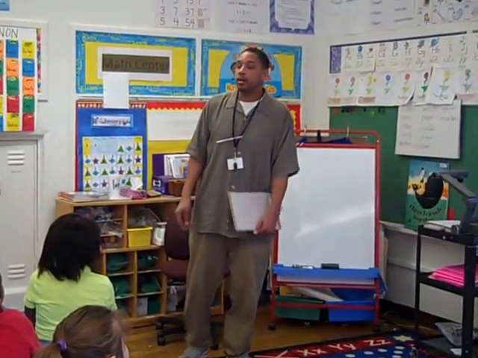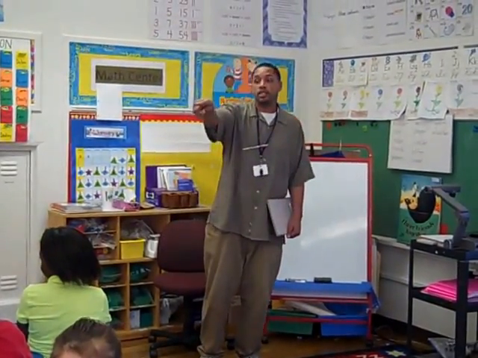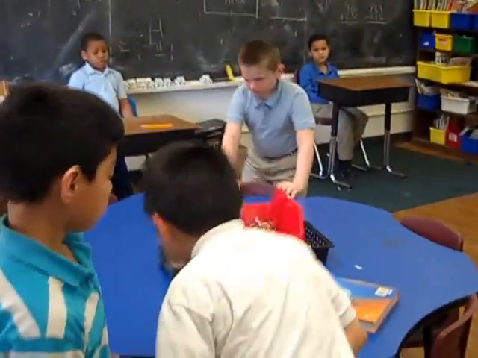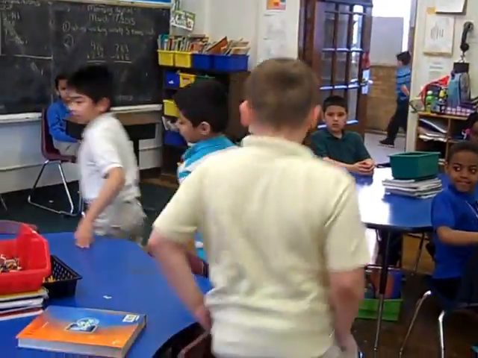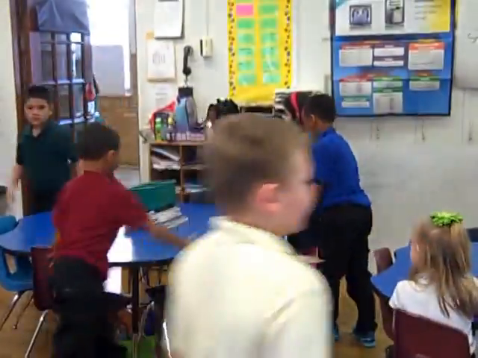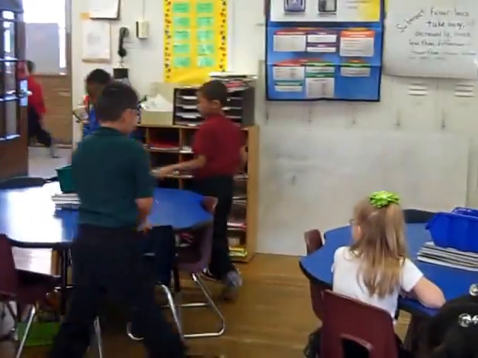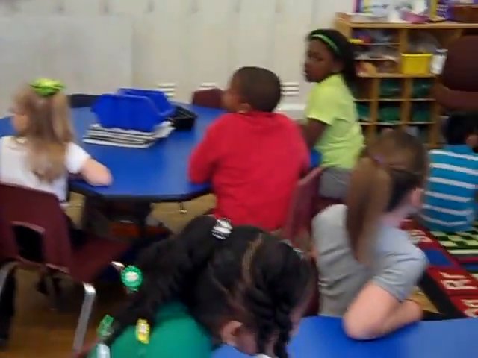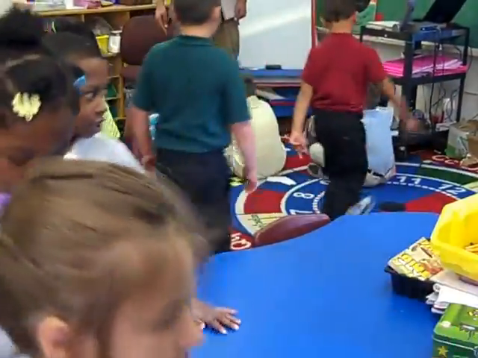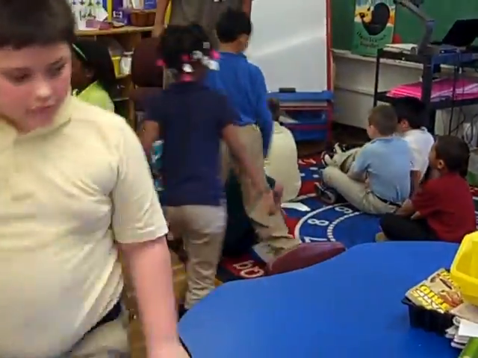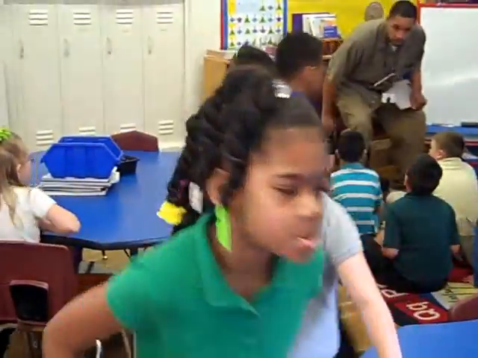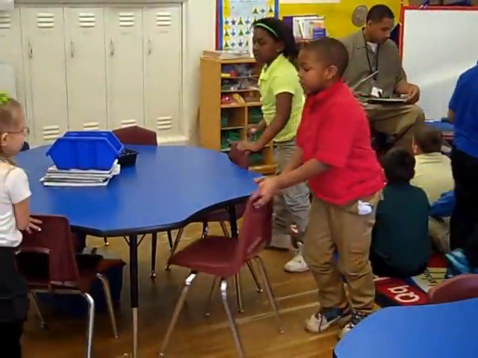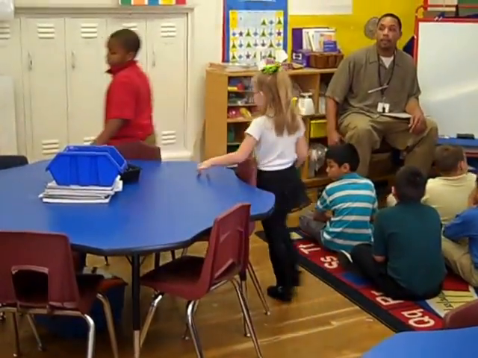Okay, class, red table to the carpet. Green table to the carpet. Yellow table to the carpet. Blue table to the carpet. Desk to the carpet.